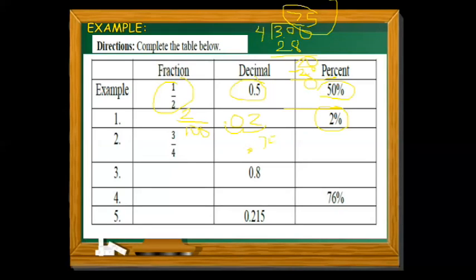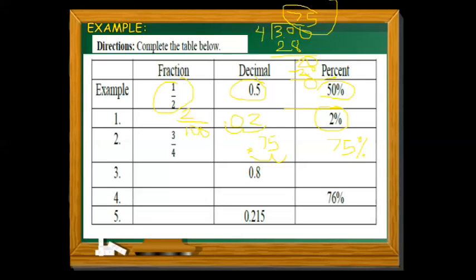0.75. That is the decimal. And to change a decimal to a percent, we will just move the decimal point 2 places to the right. So 1, 2, it becomes 75. And then we will add the percent sign. So 75%.